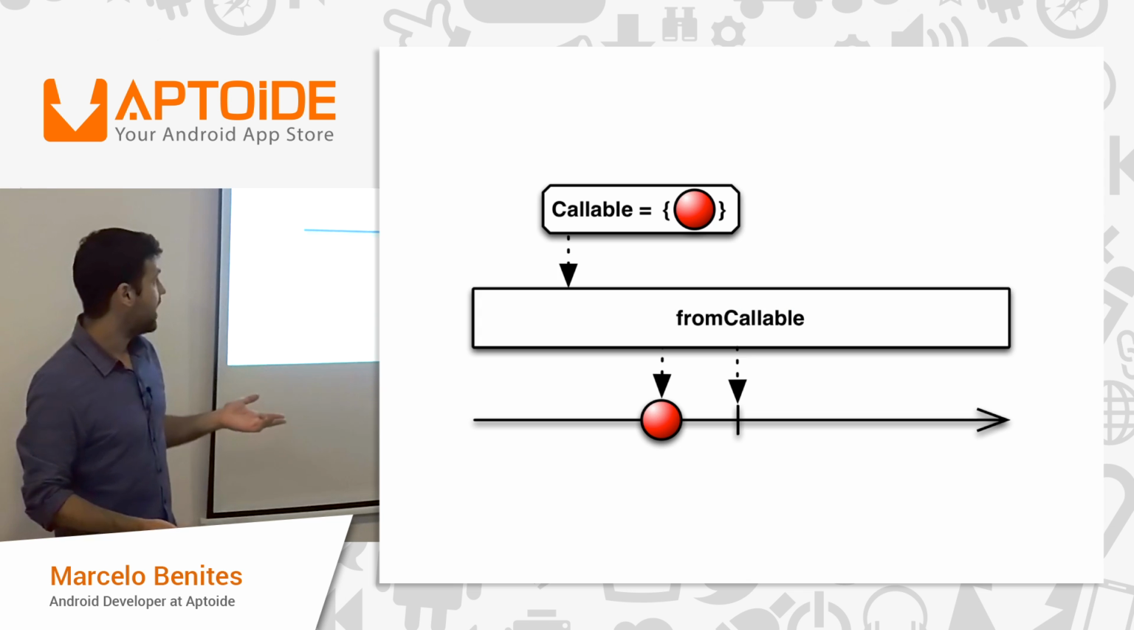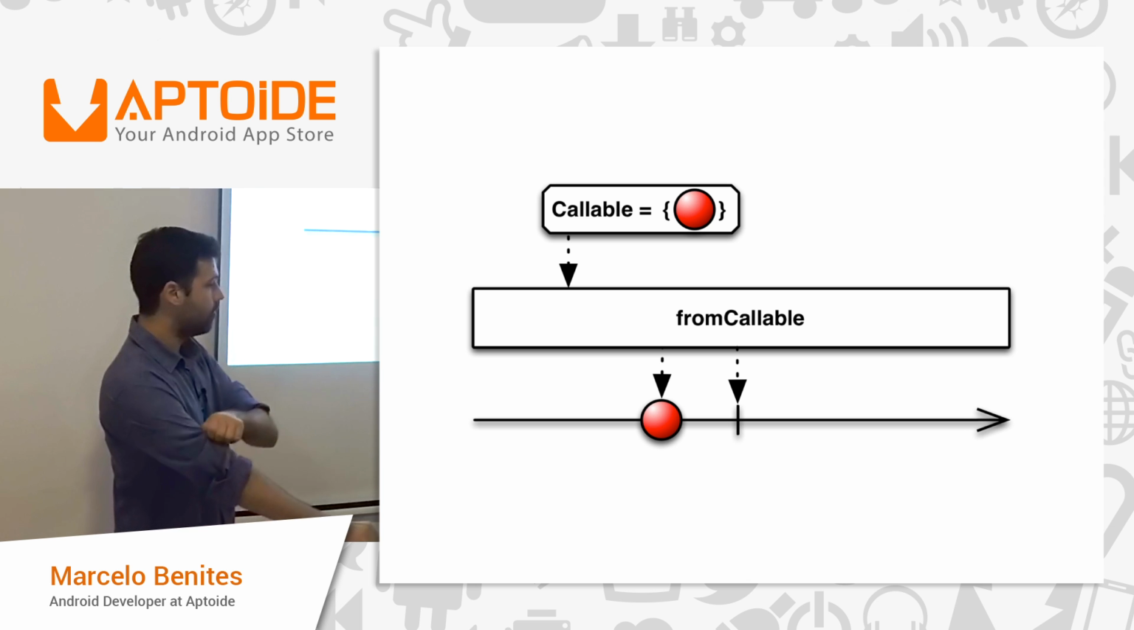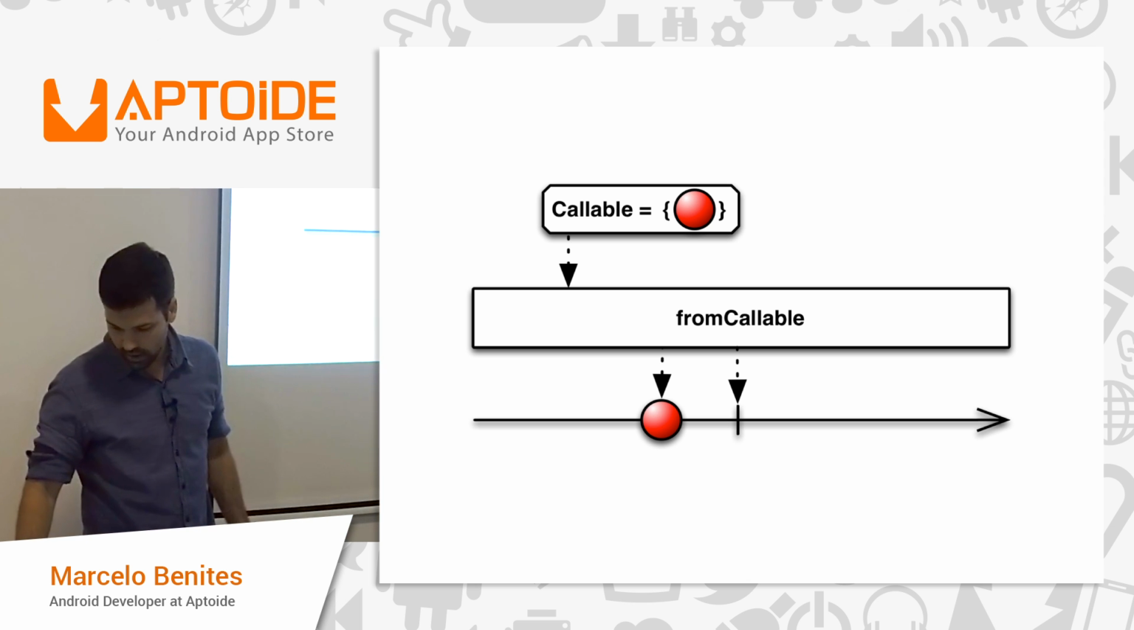Okay, so this is the marble diagram for fromCallable. It's just going to emit the item and then complete. But the item will only be created when someone starts to listen to this observable.